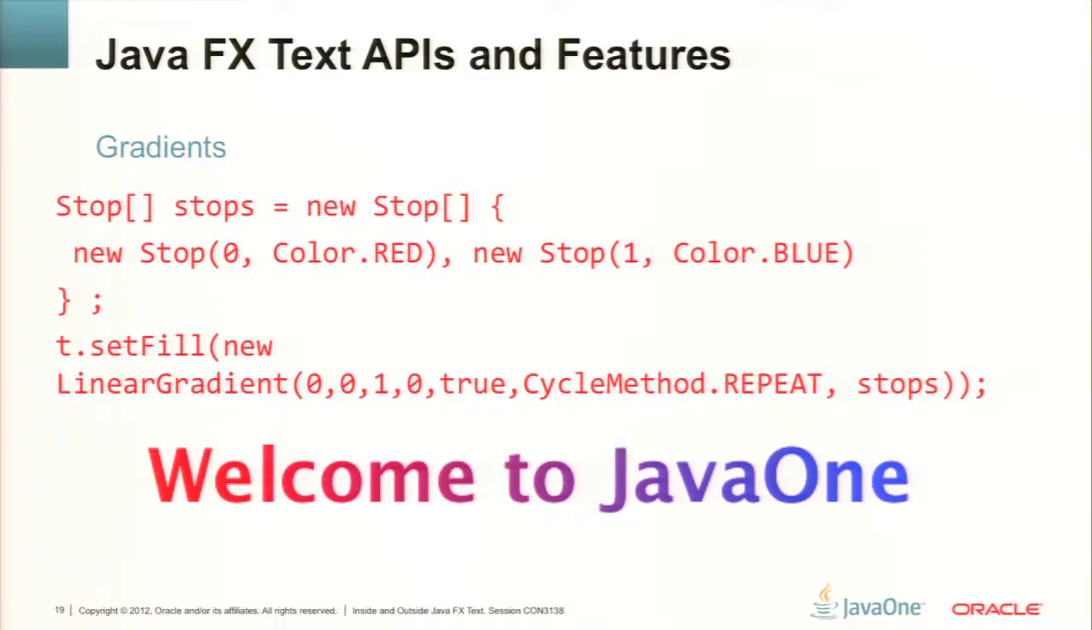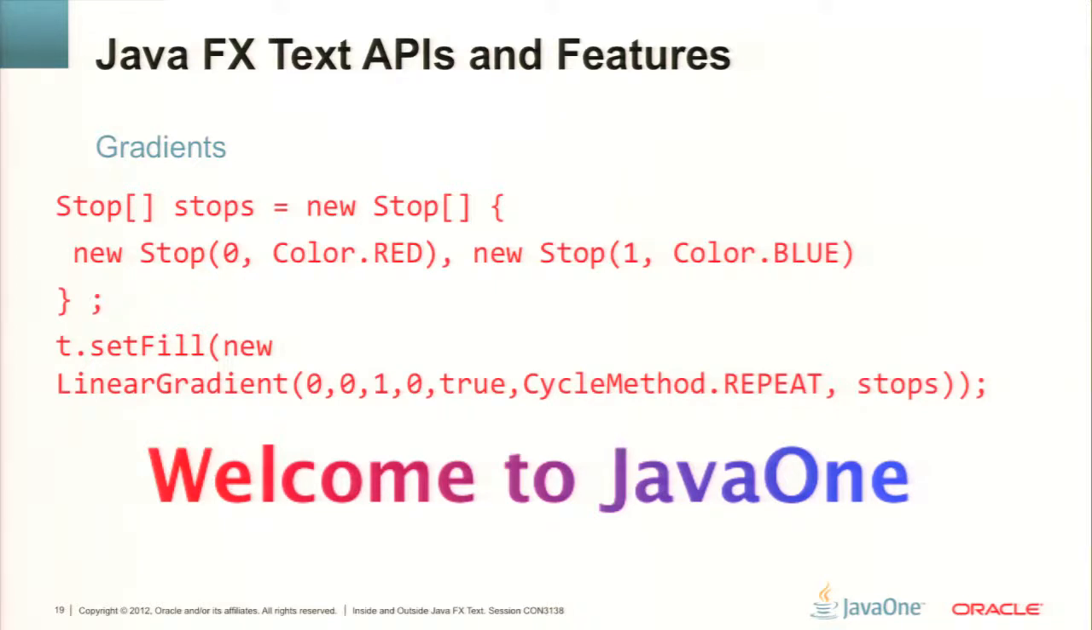Okay, so we can do other fancy things. Gradients. Here's a simple example. We're basically setting 2 stops, which will mean that we transition from red to blue across the length of the string. It's a fair number of lines actually by the time you've created the stops and passed in all the parameters to linear gradient. Maybe there are some more defaults that you can use, but with just a couple of lines, that fairly boring blue text string can become a very nice gradient.